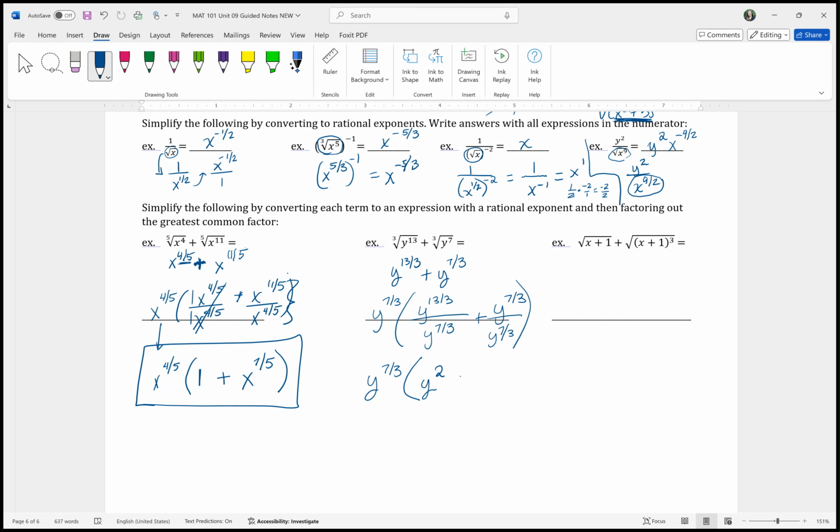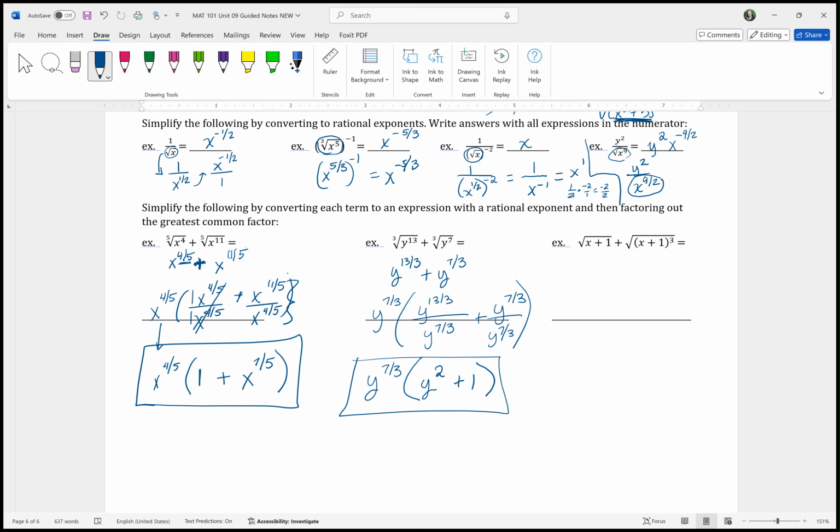All right, plus, what is y to the 7/3 over y to the 7/3? Well, let me think of this differently. What is 7/3 minus 7/3? It's 0. What is anything to the 0 power? It's 1. Remember that math rule? I know y'all didn't like it, but it is. So y to the 0 is 1. And that's our answer for that one.